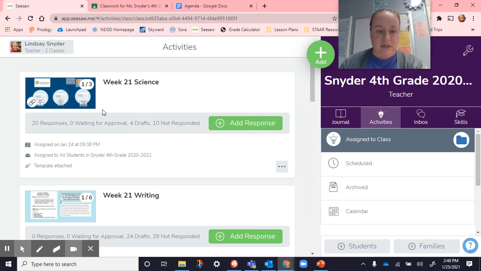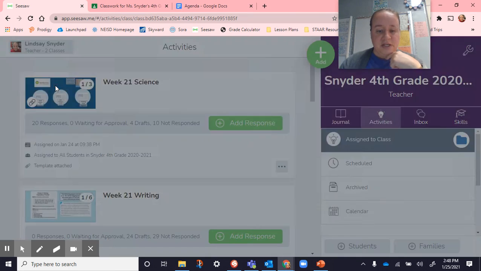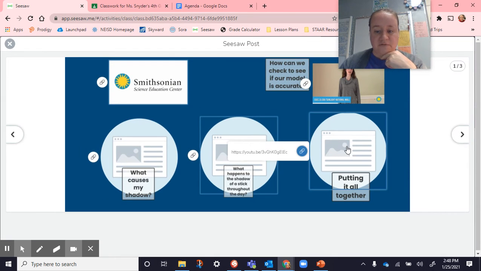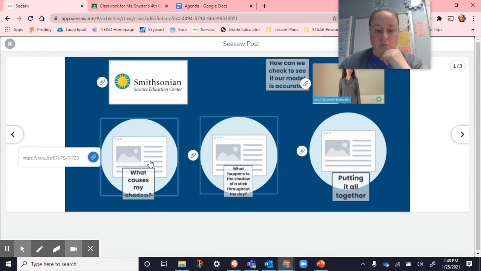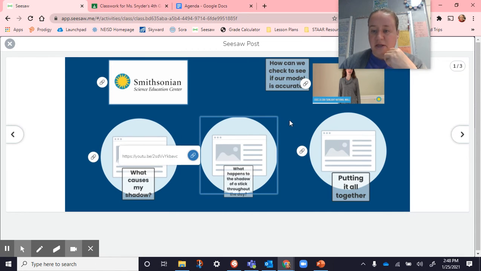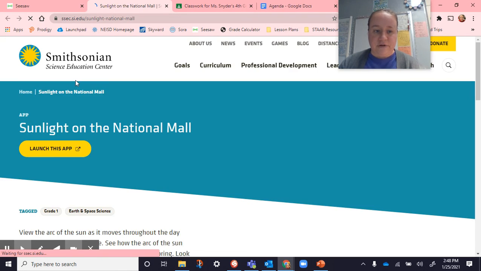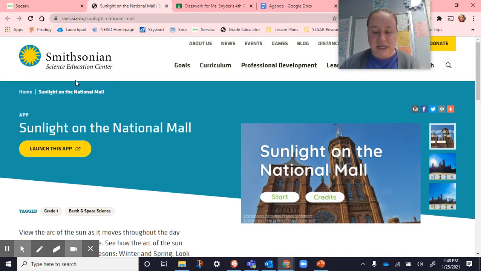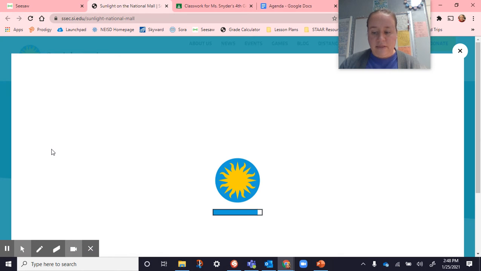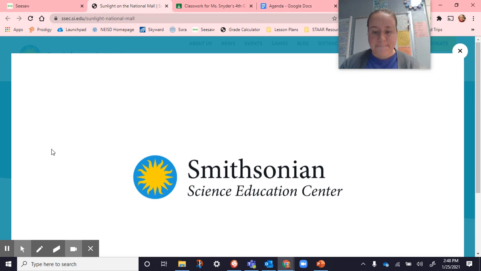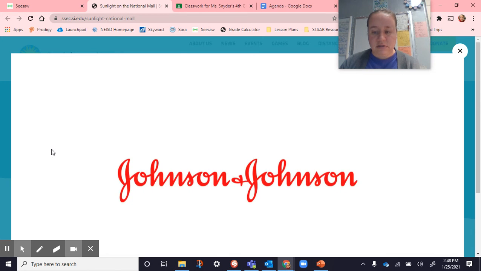All right, in science today we headed to Seesaw as well, and it's up here at the top, week 21 science. This first page has some links where you watch the videos, so you're watching about what a shadow is and how it changes throughout the day. And this link right here is a website for the Smithsonian Science Education Center. You have to click launch this app, and then you click on this to start it. Let me let it load.